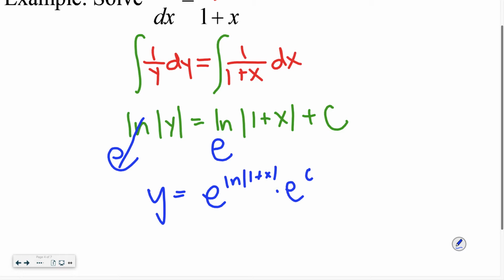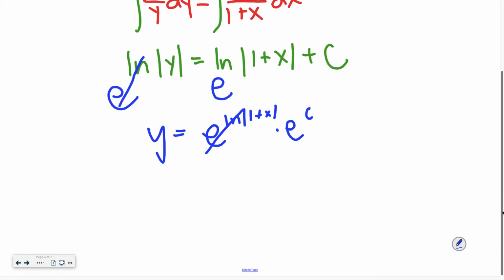Wait, so if the first, because there's the addition, that natural log can't cancel out in the second part? Correct. Since this is tied to addition, we can't cancel this yet, but now that we have them separated, we can cancel that out. Okay? And e is a number, correct? Yeah. So e to the c would be a number? Yes, so this is just a constant. So what we can write is that this 1 plus x is being multiplied to a constant.